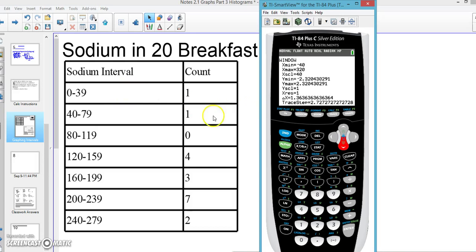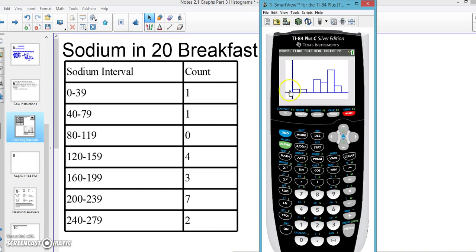My Y min and my Y max is based on the counts. The lowest is 0, so negative 2, negative 1 would be fine. I'm about to do it again. I need a negative, not a minus sign. And then my highest is a 7, so maybe go 8, 9, 10 is a nice number. Y scale can just stay at 1. And then I'm going to hit graph.